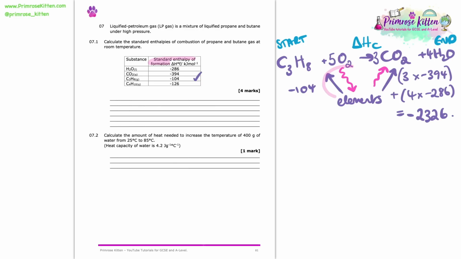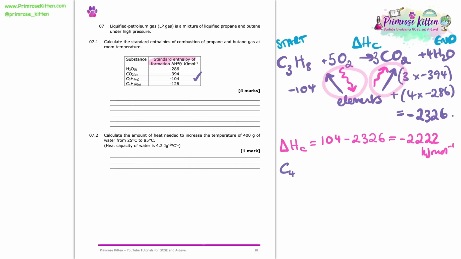So you can see that we're going in the opposite direction over on the reactant. So we're going to change the sign. And instead of it being minus 104, it is now just 104. And then over on the other side, we're going in the same direction. So we just keep the sign the same. So it is minus 2,326. So let's simplify this now. Let's put it into a calculator and get a value. So I make this to be minus 2,222 kilojoules per mole.